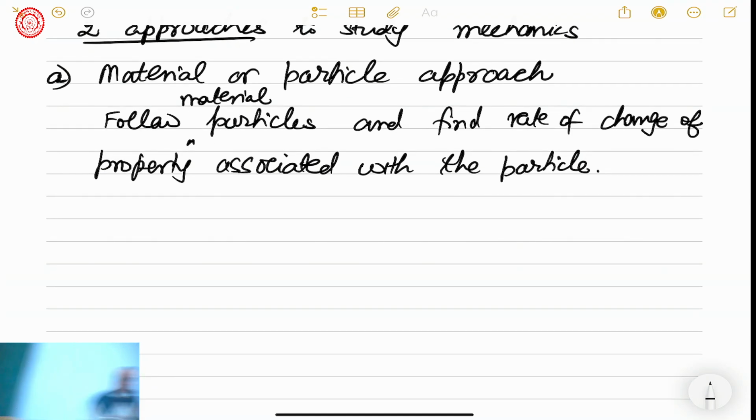What is the rate of change of the position vector of a particle? What is it called? Velocity. It's so simple. What is the rate of change of velocity associated with a particle? Acceleration. And this acceleration is what we have talked of, what comes in Cauchy's equation, what comes in Newton's law, what comes in Euler's axiom.